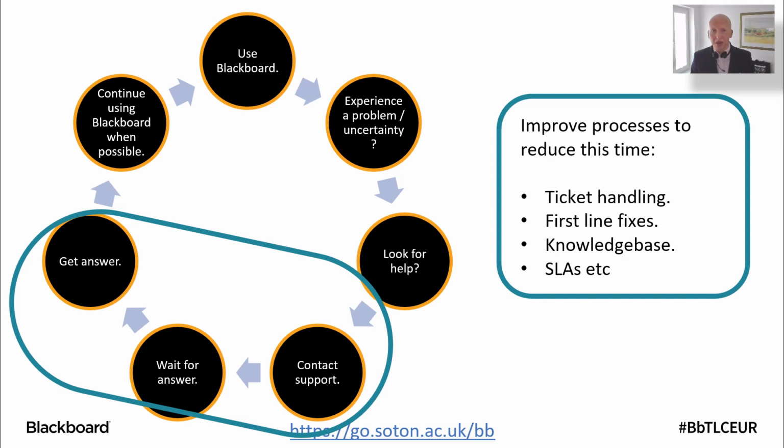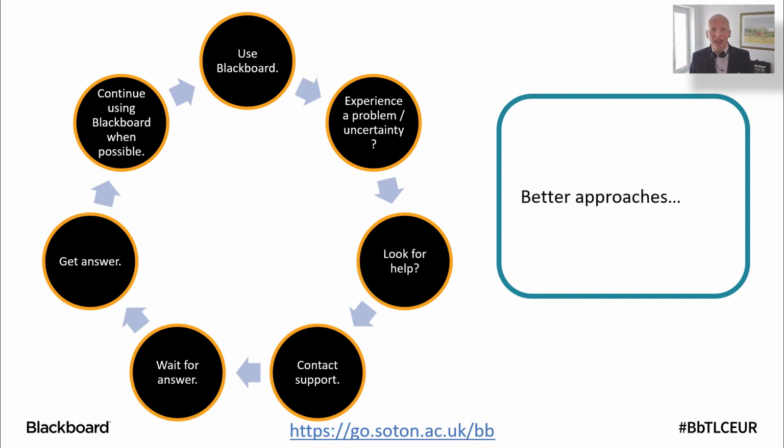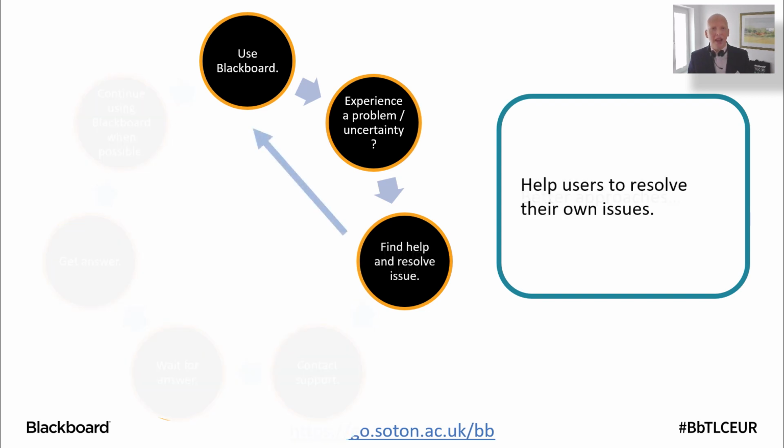Something that I am sure lots of you have already done is looking at improving your own processes within your department, if you're in central IT or a learning support department. So for example, we have ITIL, and so we're looking at improving our ticket handling, first line fixes, the knowledge base. We also do a lot of Lean Six Sigma, looking at process improvement, and we have service level agreements, service level targets.